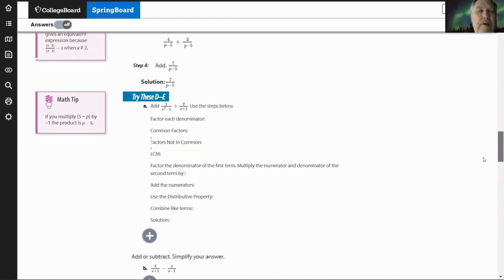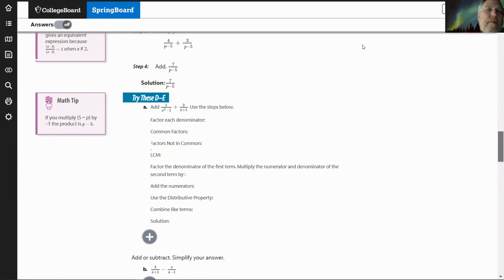So it's going to be 1 over x squared minus 1 plus 2 over x plus 1. And then we're going to go ahead and factor really everything, but we're going to factor the denominators especially. So we have 1 over, and x squared minus 1 is a difference of squares. So that's going to be x plus 1, x minus 1, plus 2 over x plus 1. That cannot be simplified any further. Again, I like to sometimes put it in parentheses so it kind of looks the same.